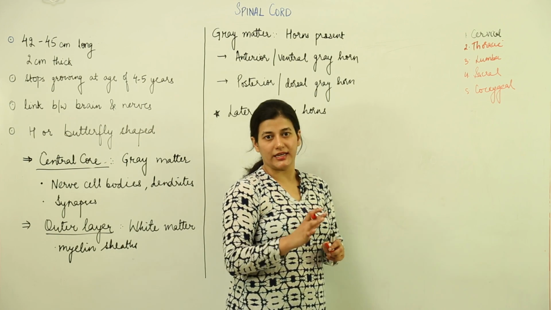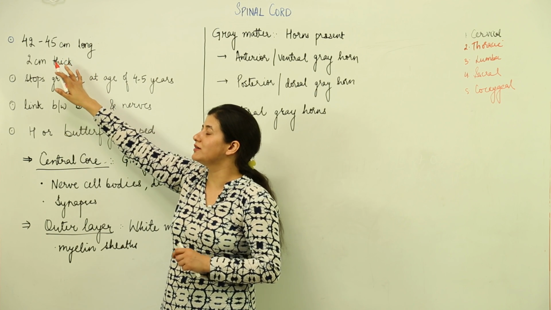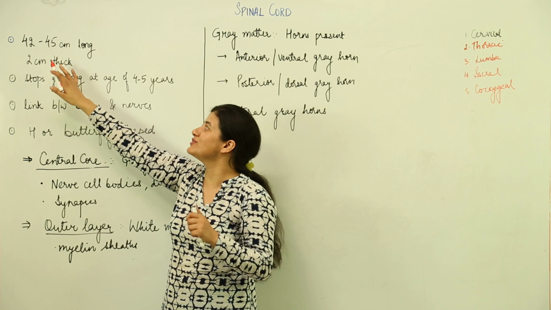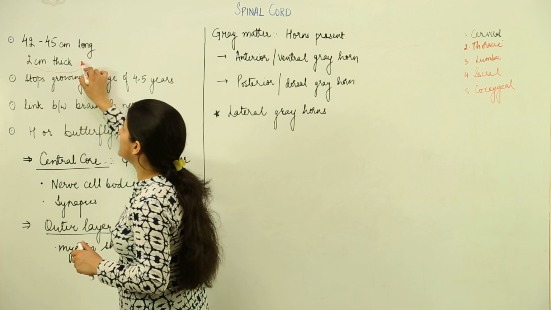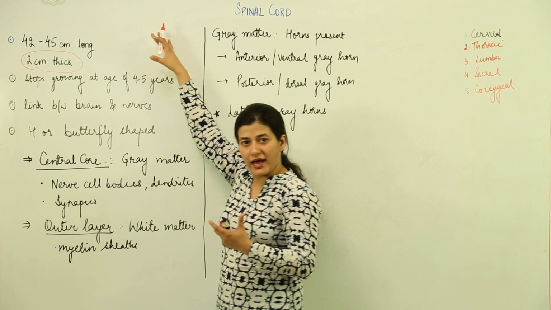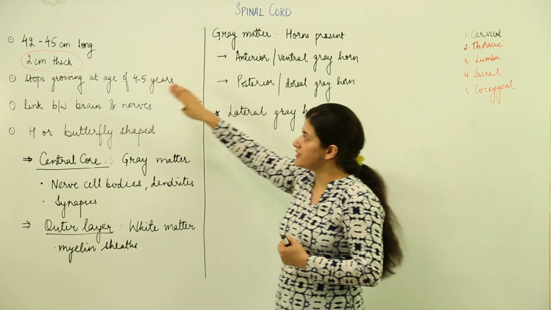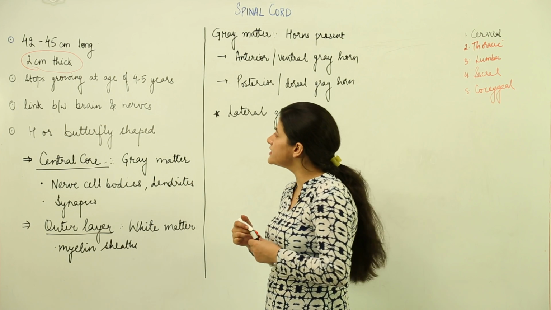Talking about its size, its length is 42 to 45 centimeter and its thickness is around 2 centimeter, and it gets broader in the region of the thoracic and lumbar area. So basically, if we have to take an average of the thickness, that would be 2 centimeter.